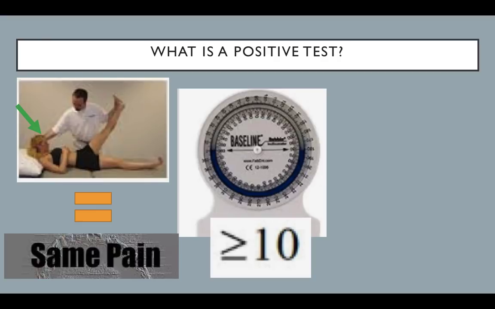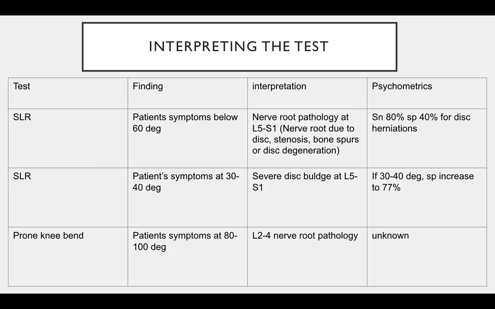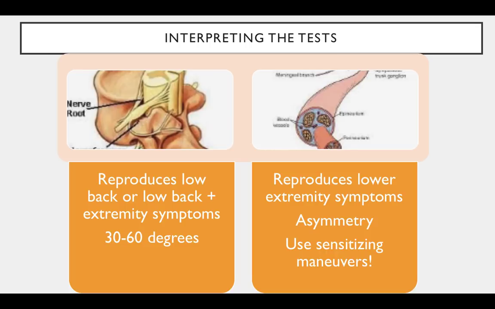a difference in range of motion of 10 degrees or more, and in the prone knee bend, symptoms at 80 to 100 degrees. Here is another breakdown of how to interpret the test. A point I want to make here is the difference between the interpretation of a positive test in regards to a nerve root disorder versus a peripheral nerve disorder.